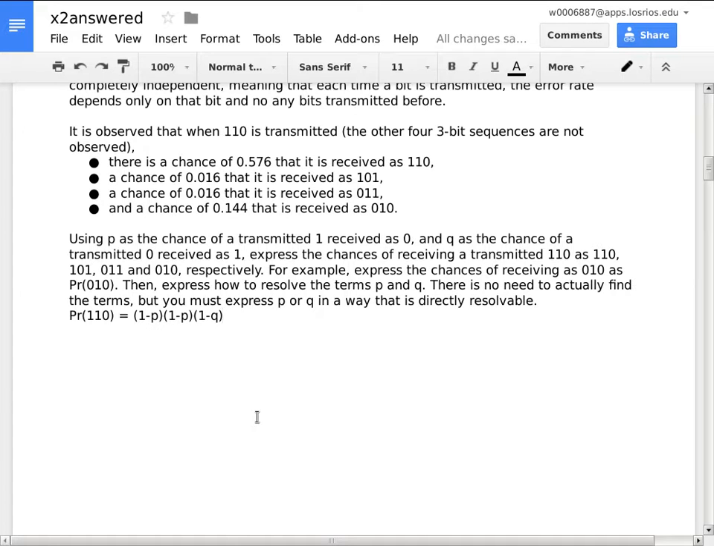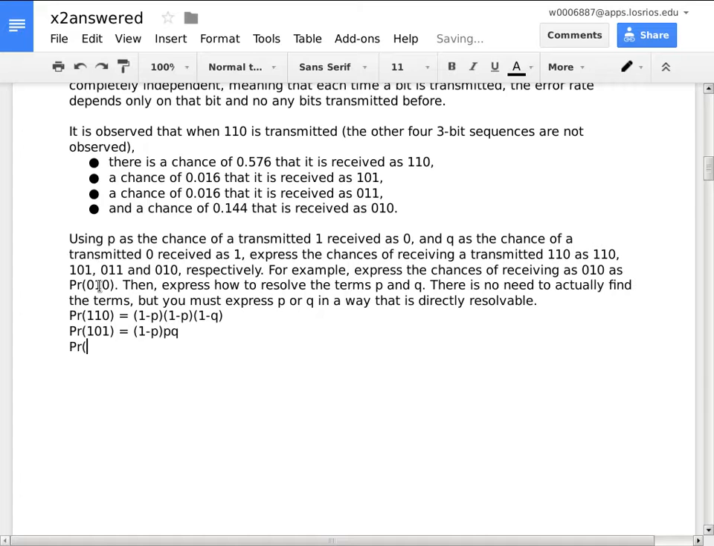So are there any questions about how I got this part? PR, the probability of receiving 110 is 1 minus P times 1 minus P times 1 minus Q. Okay, no questions? If you do have questions, let me know. The next one is 101. With 101, I have 2 bits of errors. The first one is received correctly. The second one is received incorrectly, and then the last one is also received incorrectly.